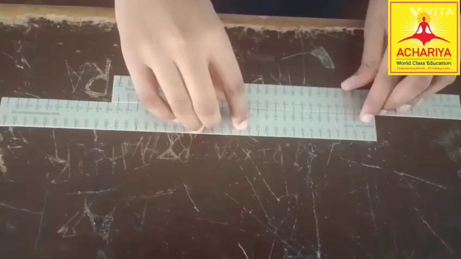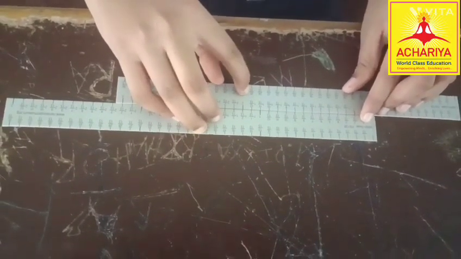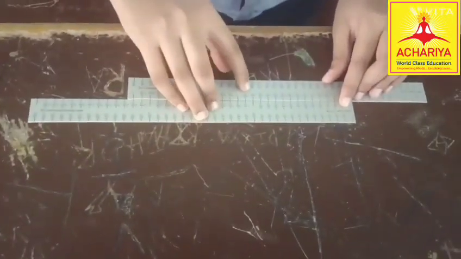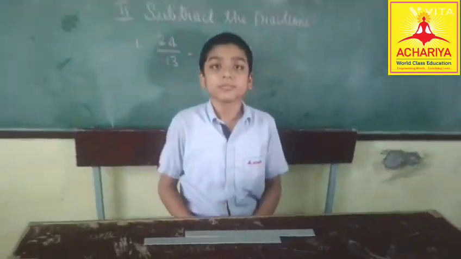So after that, next to 14 by 13, it is called 25 by 13. So the mixed fraction of it is 1 and 12 by 13.